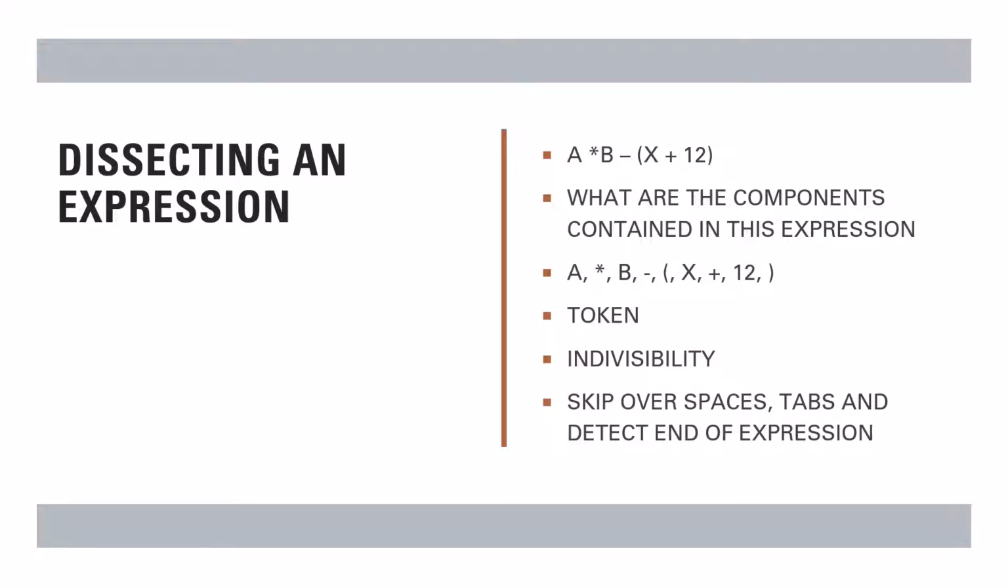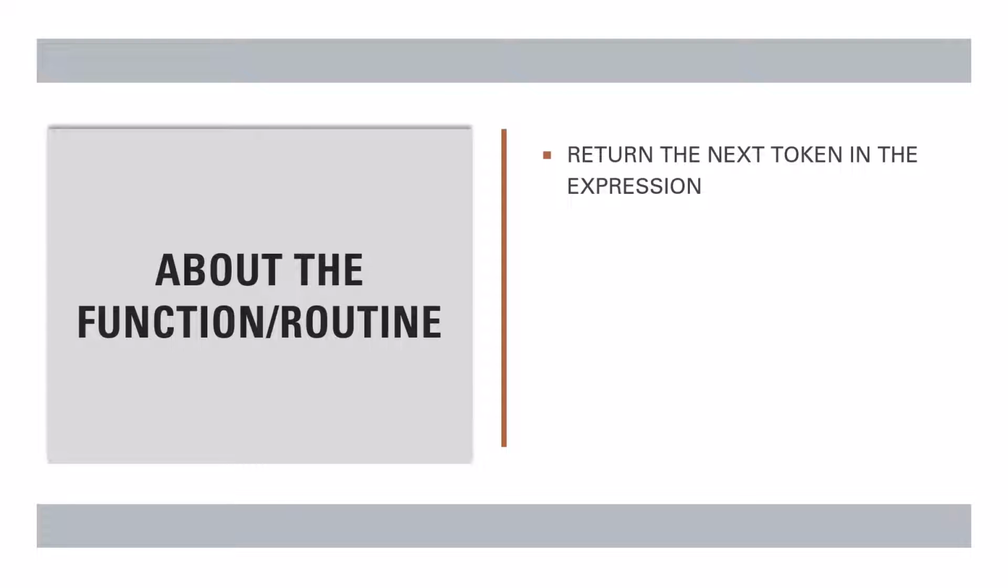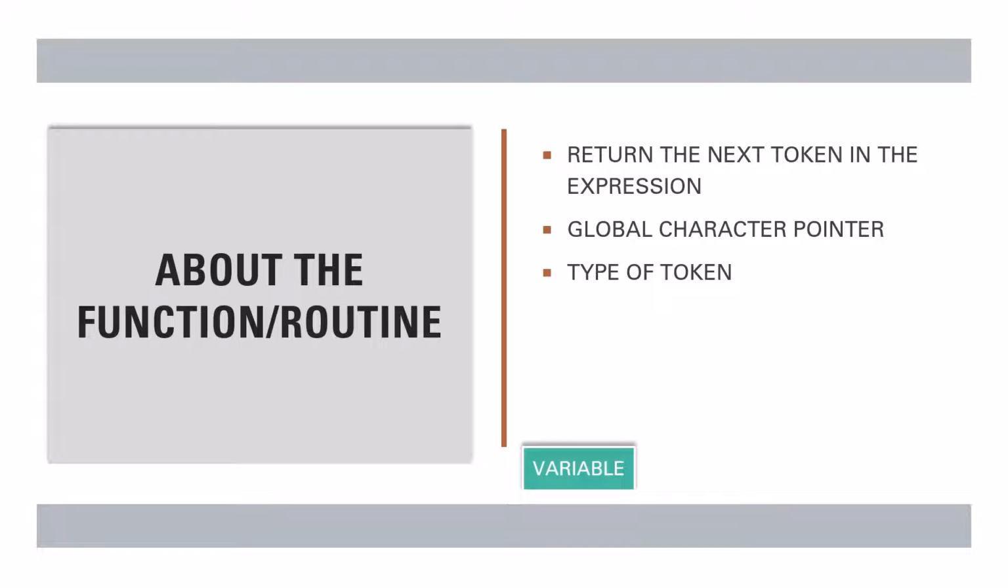Now a little more about the function itself. The function will return a token every time it is called. So we'll call this function from within a loop, maybe a while loop, for example. The function would need a global character pointer to help us move along to the next token. And this pointer will point to the array that holds the expression. The function will also return the type of token, and the type of token could be variable, number, or delimiter. Remember, delimiter would include brackets or parentheses as well as operators.